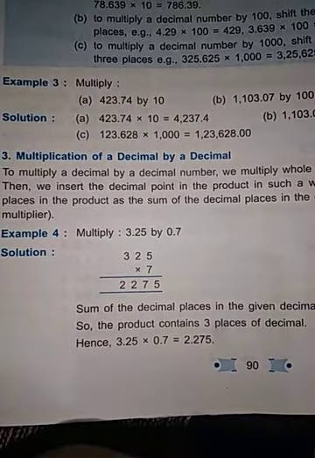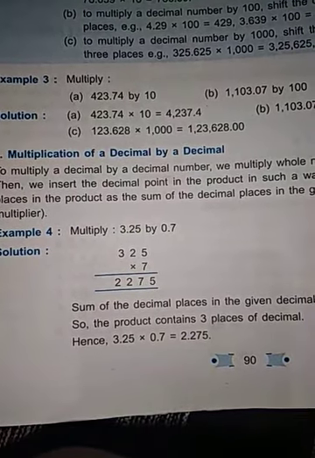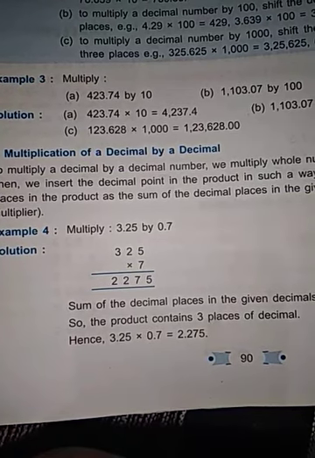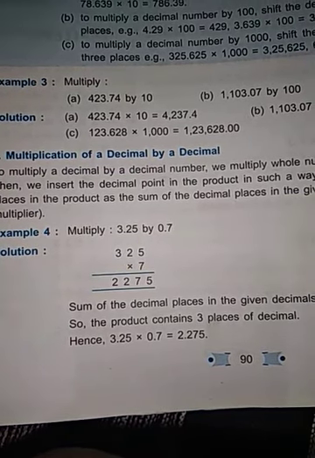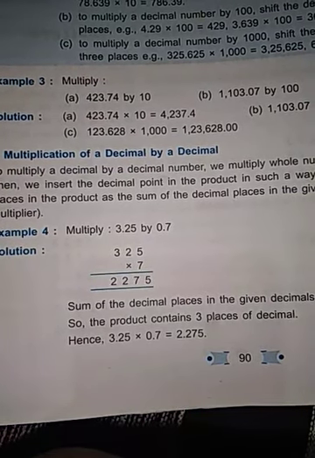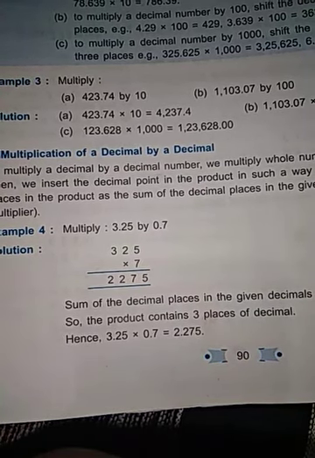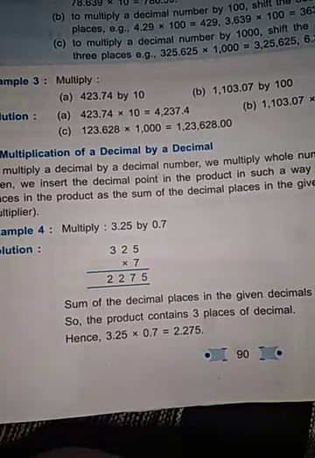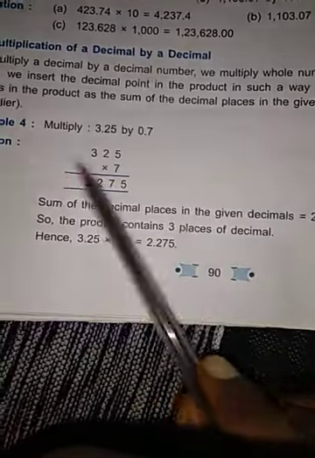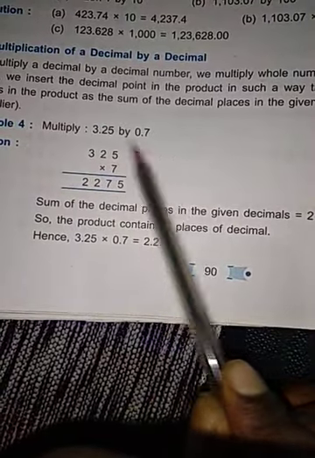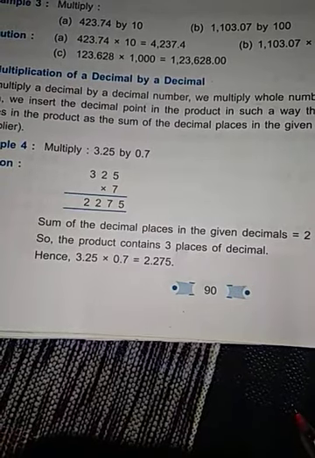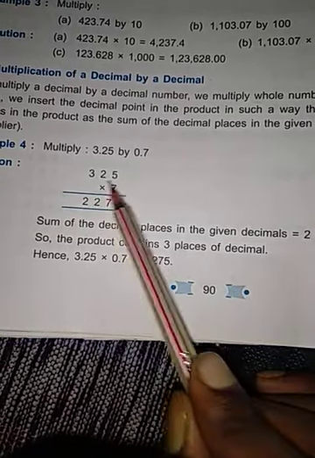Multiplication of decimal by decimal. To multiply a decimal by a decimal, we multiply as whole numbers ignoring the decimal, then we insert the decimal point in the product in such a way that there are as many decimal places in the product as the sum of the decimal places in the given decimals. You see here, 3.25 into 0.7. Now remove the decimal point. It becomes 325 into 7.